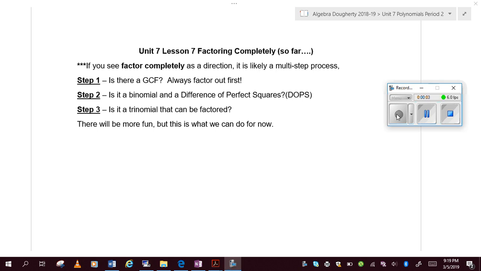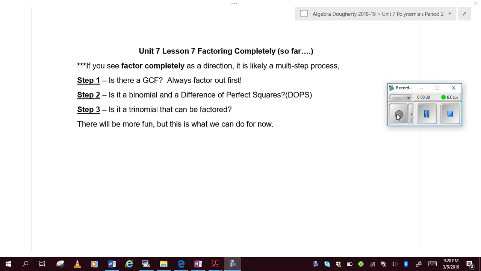Good evening, everybody. This is Unit 7, Lesson 7, Factoring Completely. So far, it's time to take a look at all the techniques we know and see if we can factor polynomials that take more than one step to follow completely. We saw a few of those yesterday when we looked at the double dops examples, but let's look at the 3 steps for now that we can follow to factor a polynomial completely.